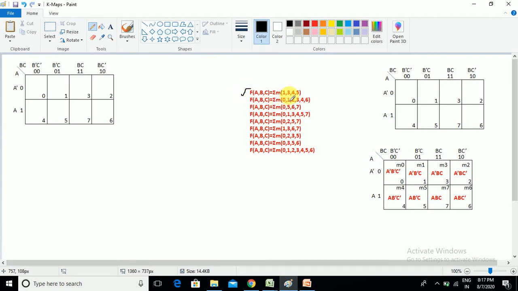So what are they? 1, 3, 4, 5. So for the first question, these cells are selected. Let us do the mapping now.